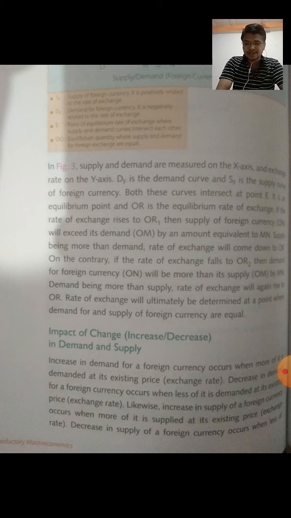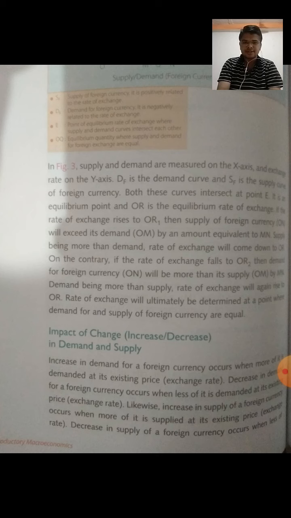Likewise, increase in supply of foreign currency occurs when more of it is supplied at the existing price. Decrease in supply of foreign currency occurs when less of it is supplied at its existing price. Okay, beta. So, beta, if supply is less, then price is high, and if supply is more, then price is less. Okay, now we will understand it one by one.